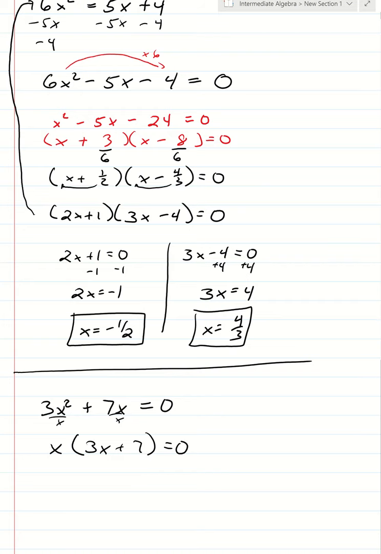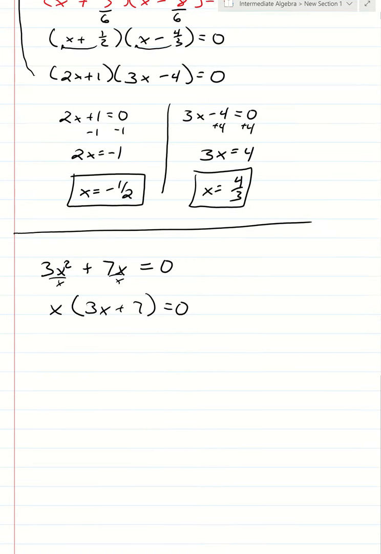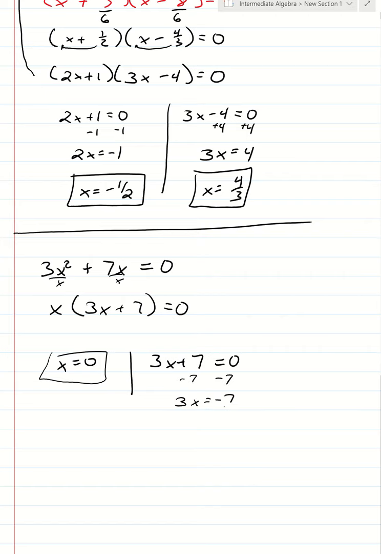Once again, it's at this point where we can use the zero product property: x = 0 and 3x + 7 = 0. Well, there's nothing to solve in the first one. In the second equation, I'm going to subtract 7, giving us 3x = -7. And when we divide both sides by 3, we get x = -7/3 as our second solution.